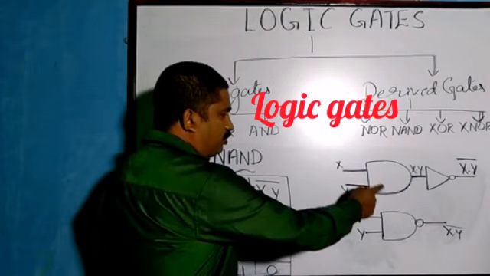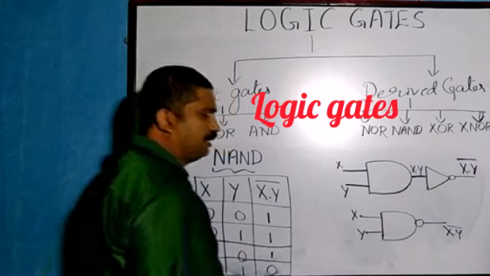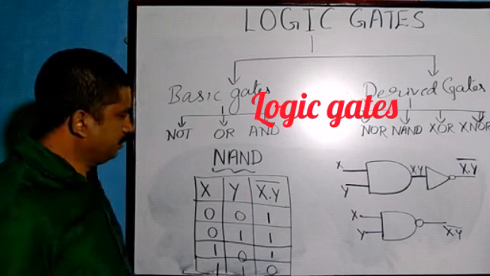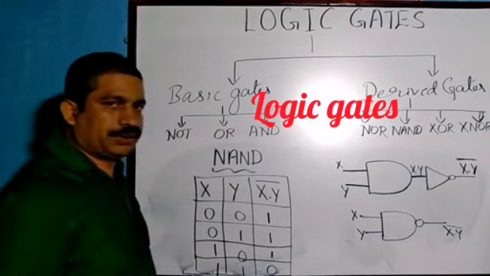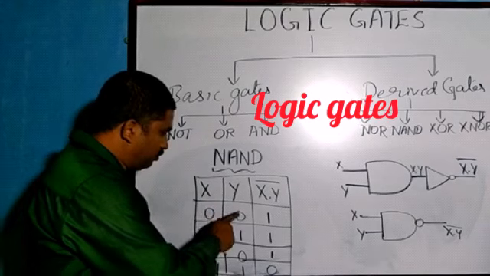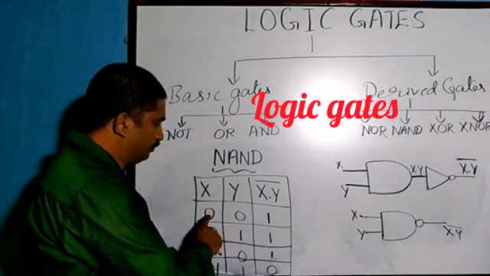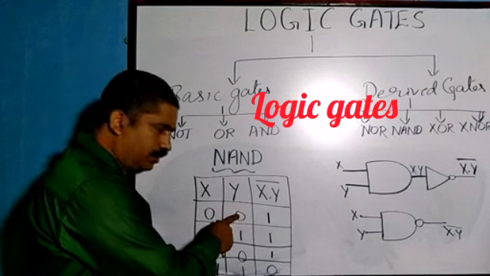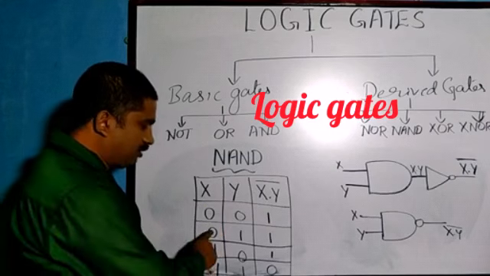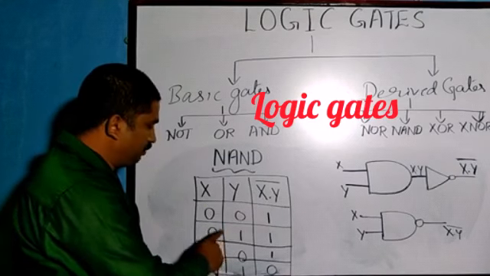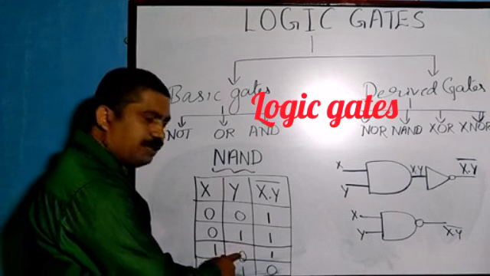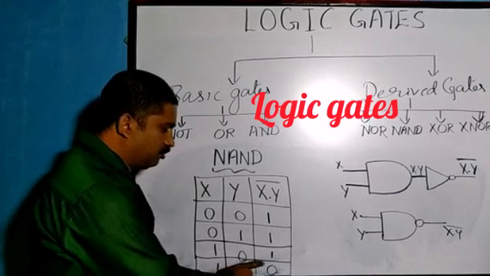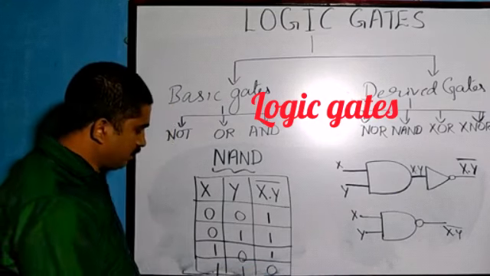This is the circuit symbol. Okay, this is the circuit symbol for the NAND gate. I think you have understood the NAND gate. So this is the truth table. This is the circuit symbol. When both the inputs are low, you will get high. 0 NAND 0, you will get 1. How? 0 into 0 is 0. Its complement is 1. 0 into 1 is 0. Its complement is 1. 1 into 0 is 0. Its complement is 1. But here 1 into 1 is 1. Its complement is 0.